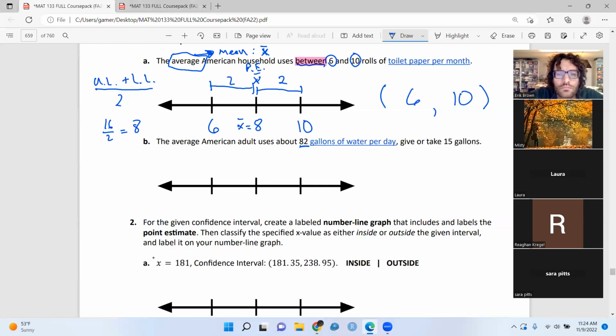The point estimate. Good, the X bar. Now, when I look back here at the average American household and then average American adult, I don't know that that's really a clue that this 82 is an X bar. What really separates this from a p hat is the units. p hats don't have units. They're percentages. So that's a clue. All right, what's the 15?